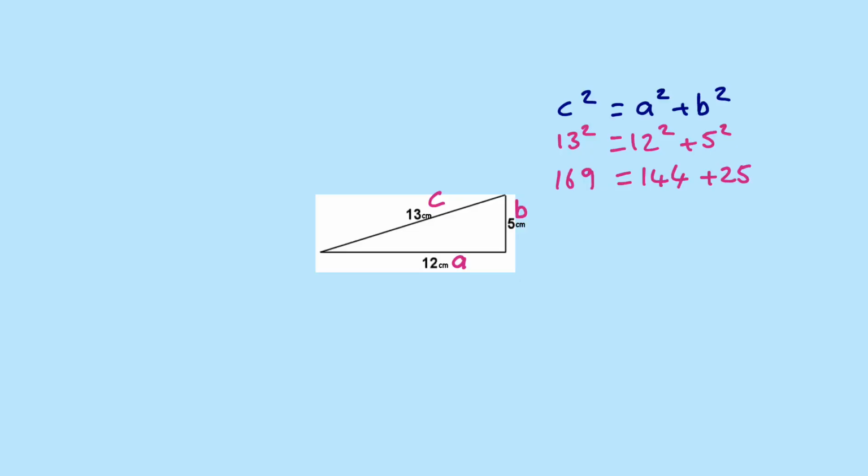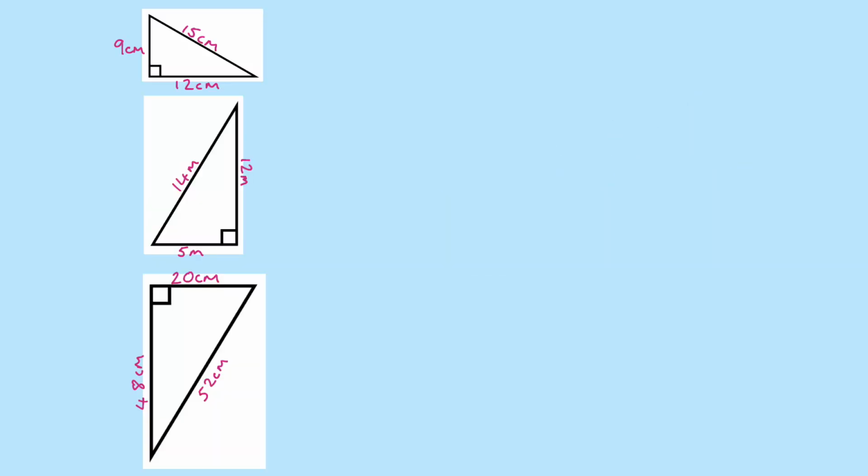Therefore, 169 equals 144 plus 25. Therefore, Pythagoras' theorem has been proved. And that's all you need to do. Now it's your turn to answer some questions. Work out whether these three triangles are right angle triangles. If they satisfy Pythagoras' theorem, they are. If they don't, they're not. Pause the video.